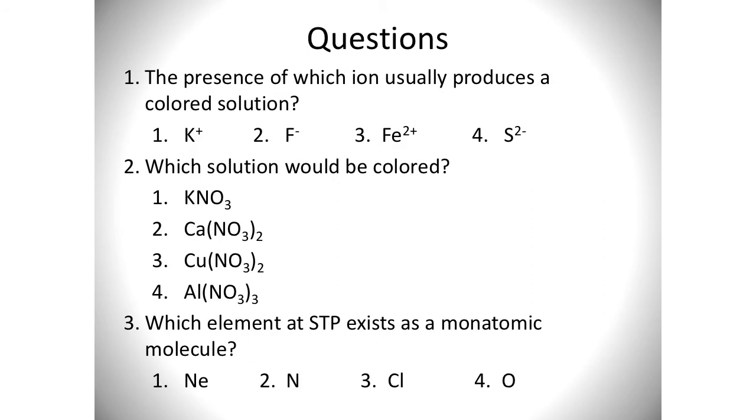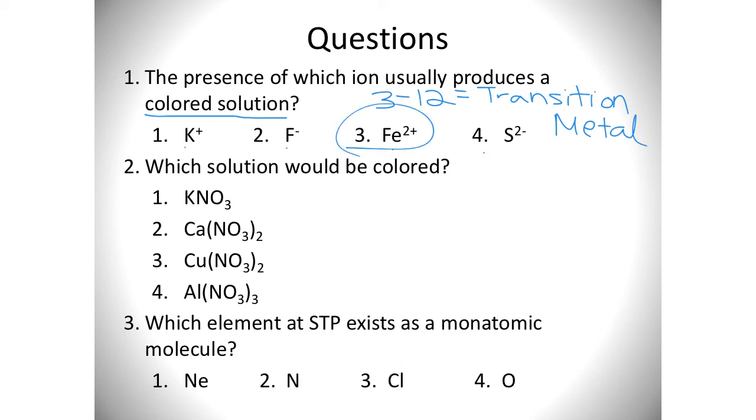All right, so now we just have some examples. So question number 1 is what we just talked about. So most of our solutions in lab are clear. When they have color to them, assuming we have not added a dye, it's because they contain a transition metal. So you have to see which one of these shows up in groups 3 through 12. Which one of those is a transition metal? And if we look at the periodic table, that would be iron.